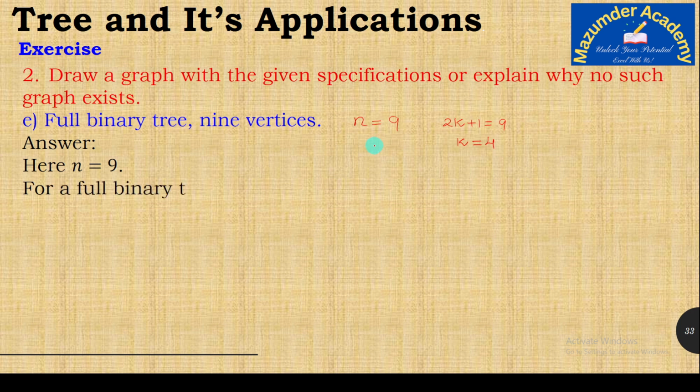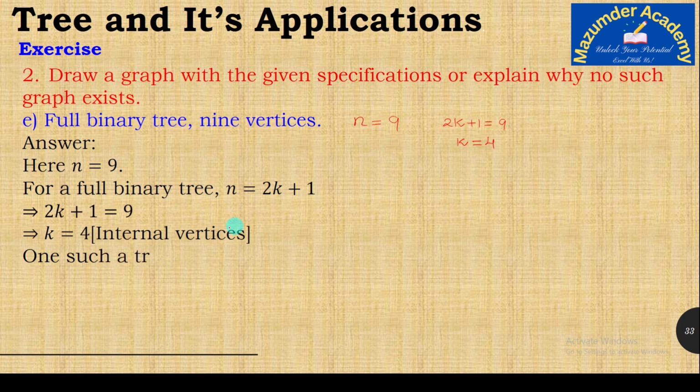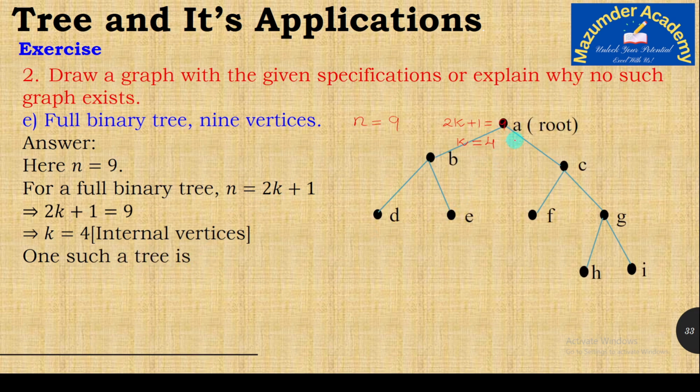For a full binary tree, this implies k equals 4 internal vertices, and one such tree is this drawing. You can try, you may get another look of the tree. But it must be a full binary tree with 9 vertices, and there must be 4 internal vertices. We can see B, A, C and G, these are internal vertices.